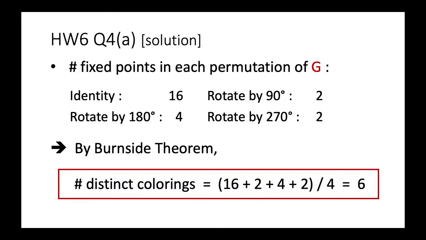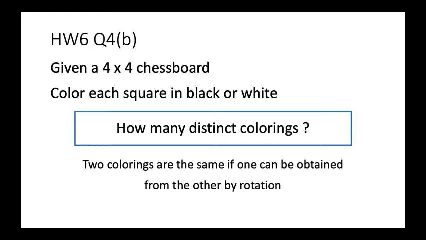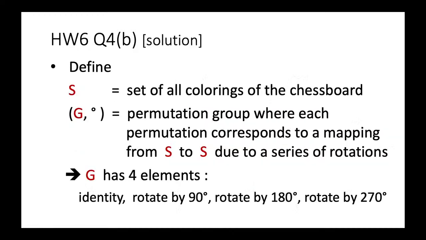Now we have another related question. Here in question 4b, we consider a larger chessboard, this time 4 by 4. The same consideration applies: each square can be colored in black or white. We want to find out how many distinct colorings there are. So we do the same definition again. This time S will be the set of all colorings of the chessboard, but S will have a size of 2 to the power 16 because there are 16 squares in the chessboard.